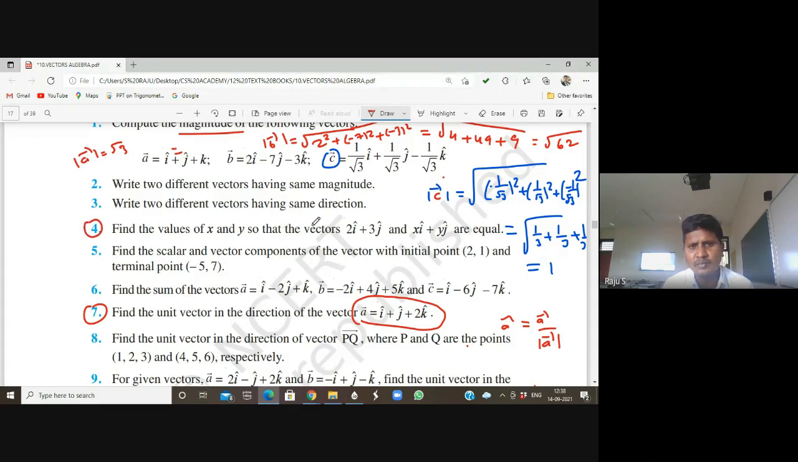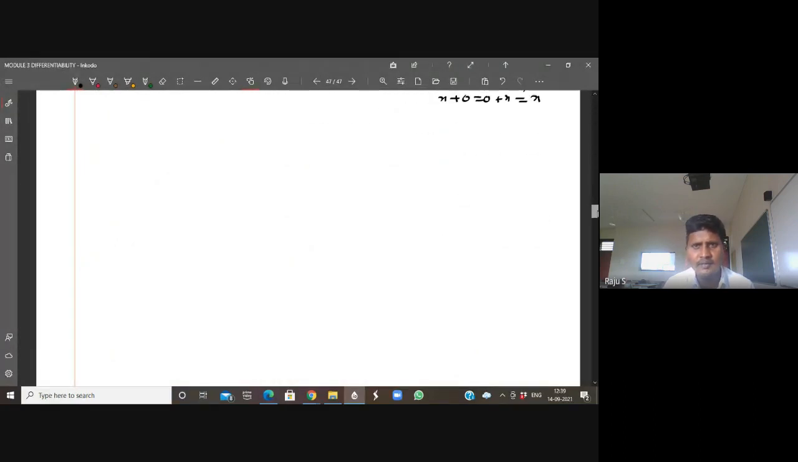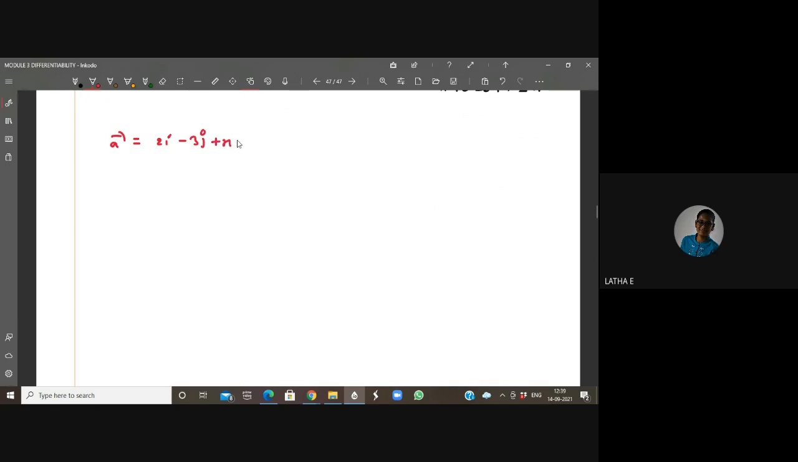See here, question number 4 is find the value of x and y when these two are vectors. When we can say two vectors are equal, their corresponding components must be the same. The corresponding components must be the same. If I take any two vectors, like vector A is equal to, I'm taking 2i minus 3j plus 4k.